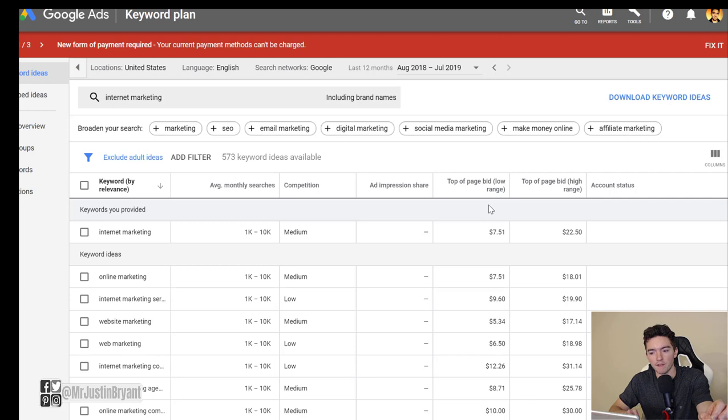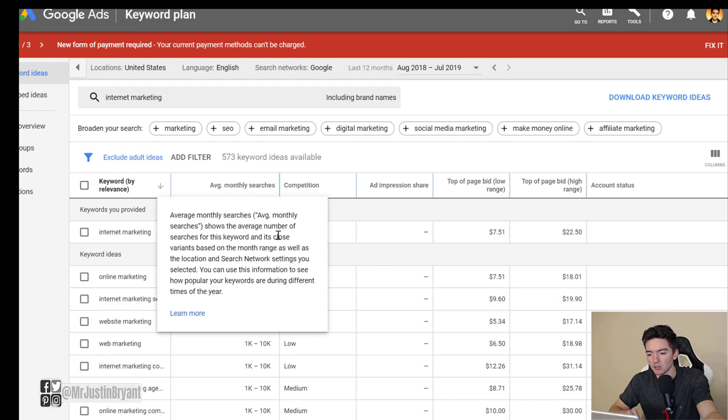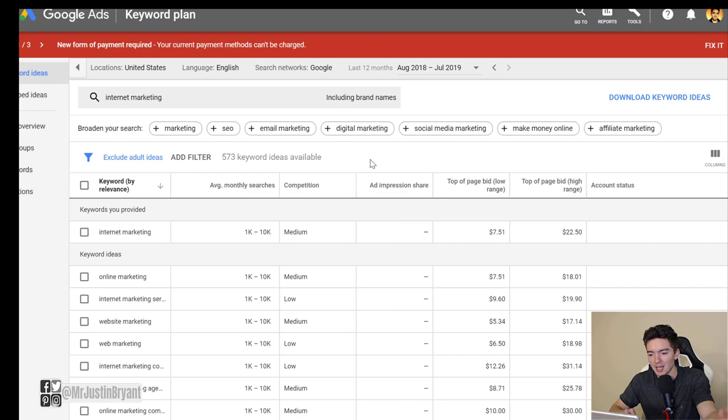So you can use those two to figure out traffic. You want to go for lower competition and higher traffic if at all possible, and longer tail keywords, which is basically just the topic you're trying to rank for. So a longer tail keyword would be like internet marketing services instead of just marketing. So the more words in the phrase related to that topic, the easier it'll be to rank for.